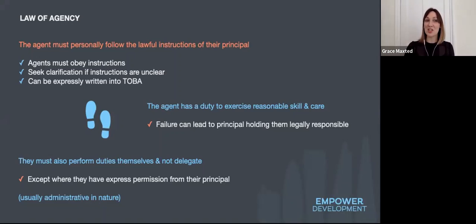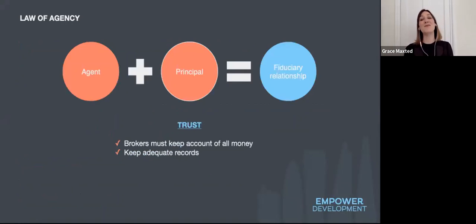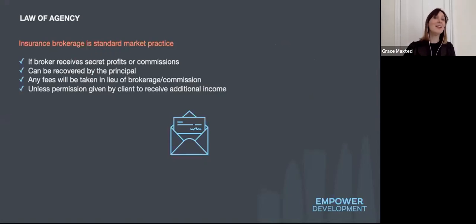One thing that is mentioned in this area is in relation to trust. The relationship we should know between an agent and a principal is a fiduciary one, which means that it's one of trust, and therefore brokers need to have accountability when it comes to money, when it comes to records. The parties need to trust each other. Okay. A couple of other things just to mention there.